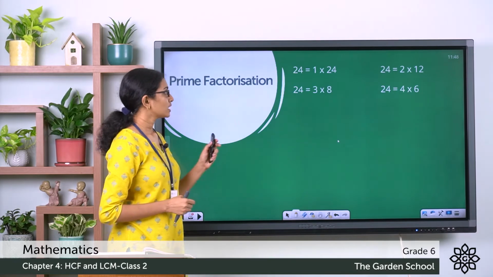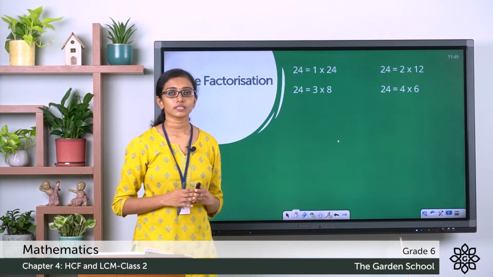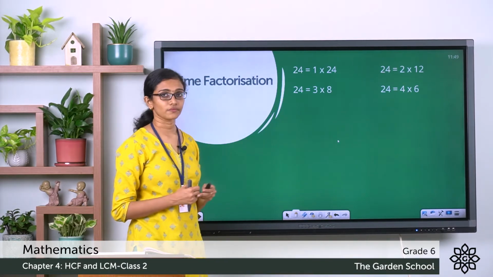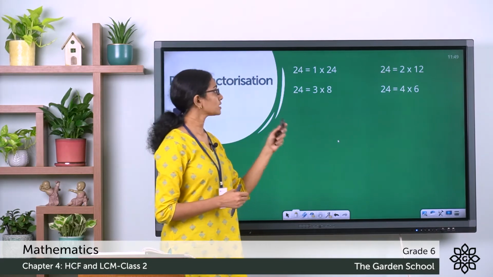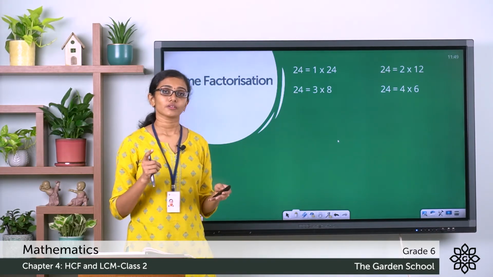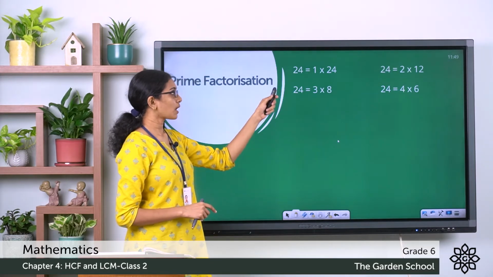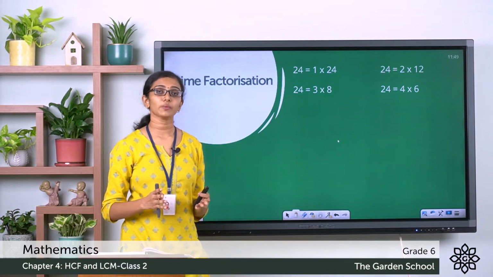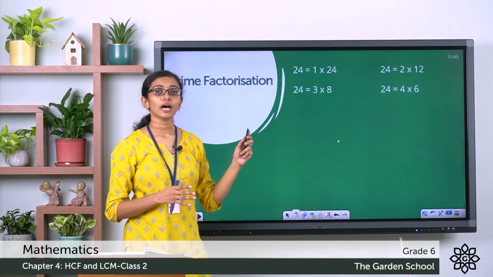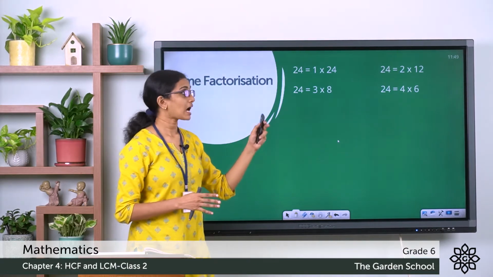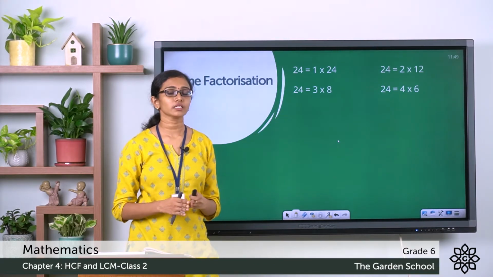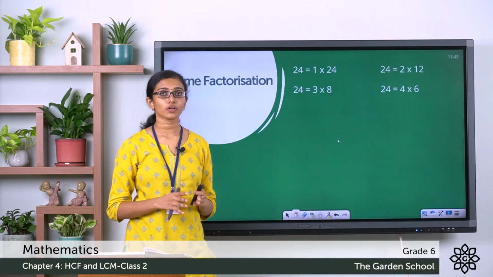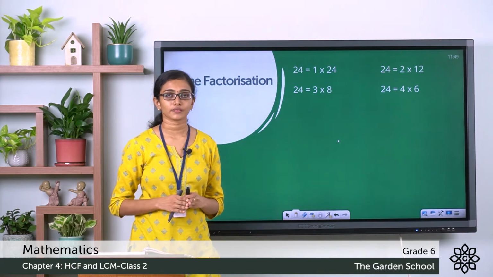Now, here, the number 24. 24 is a composite number and 24 can be obtained by multiplying either 1 and 24 or 2 and 12 or 3 and 8 or 4 and 6. So, the factors of 24 are 1, 24, 2, 12, 3, 8, 4 and 6. Here we have expressed the composite number 24 as the product of its factors. But are all these factors prime numbers or prime factors? No. So, let's see how we can express the number 24 as the product of its prime factors.